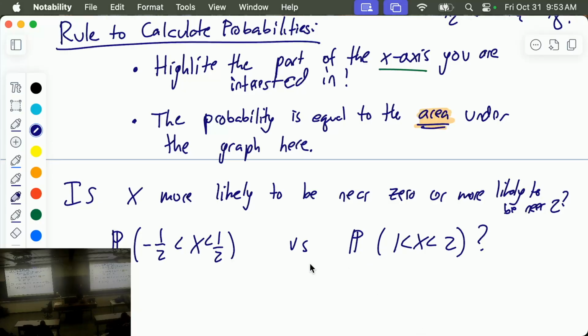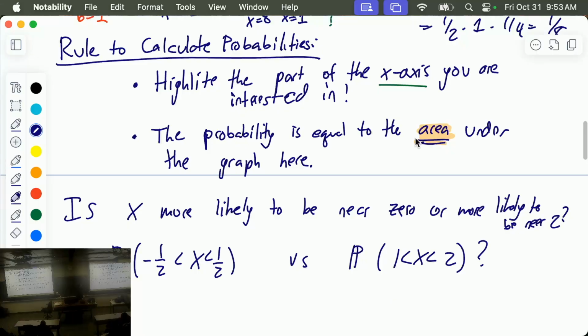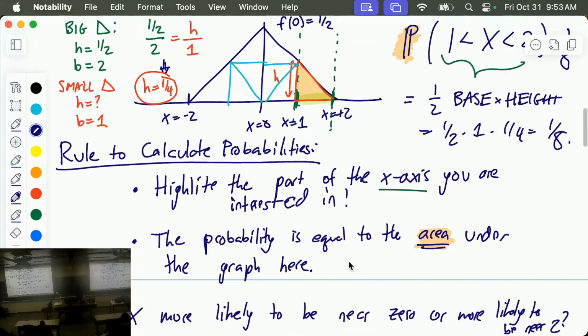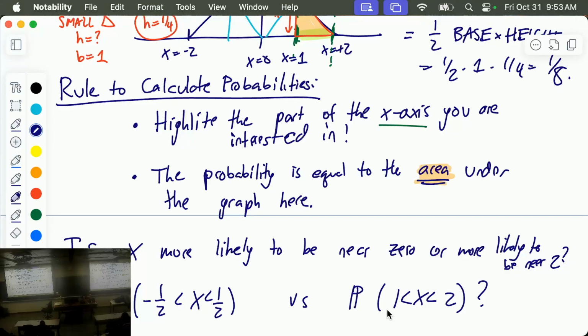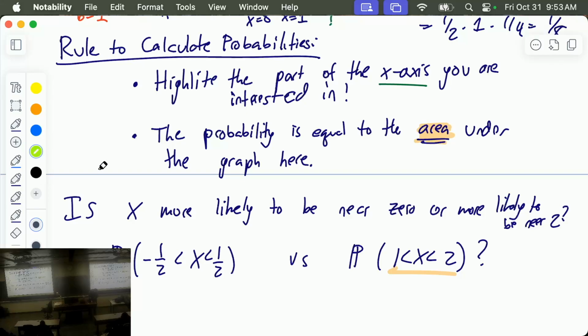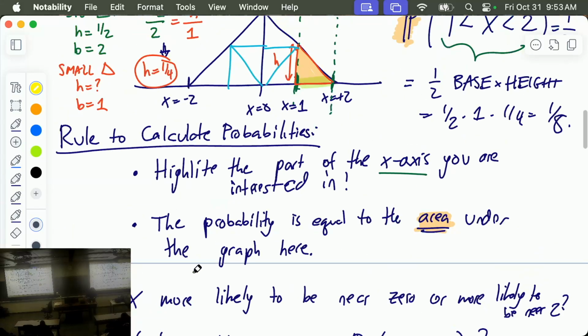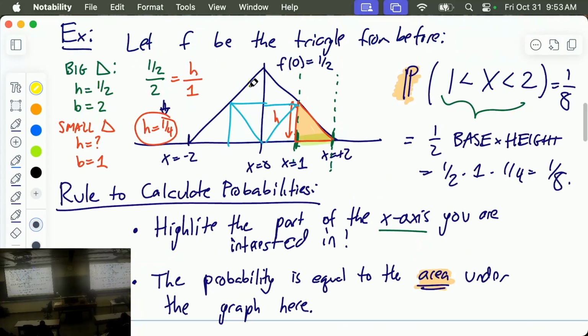But again, if you know this idea of what we are comparing is actually areas, then it becomes a picture kind of proof where you're comparing two areas. And the area for between 1 and 2 is something we've already done. This is the orange area that we've done over here. And we have this kind of new area, let me highlight this in yellow. So between -1/2 and 1/2, that is the region over here near the peak of the triangle.